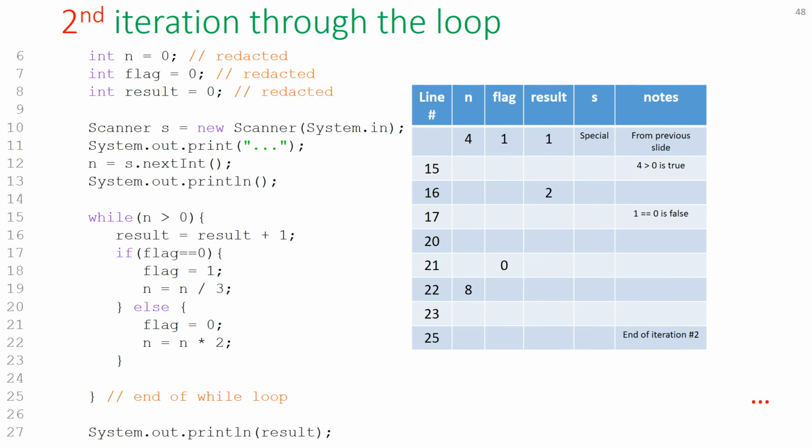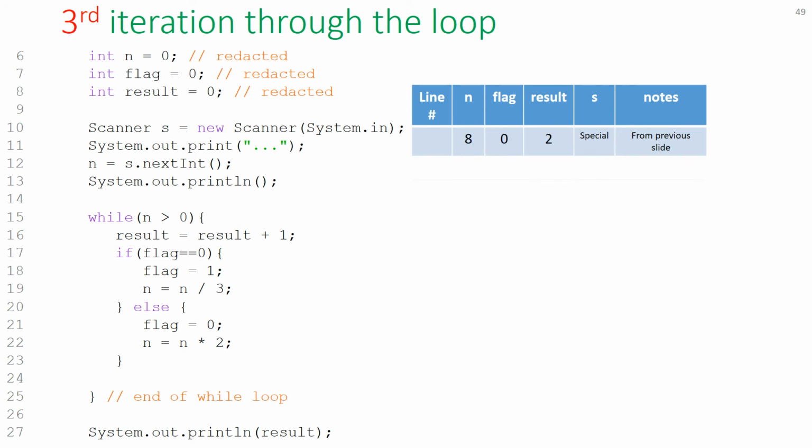Line 22, 23, there's nothing. I should not even have written it. Line 25, I write here end of iteration number 2, just to keep my trace easy to read if I need to reason about it. And then what's going to happen next? I'm going to loop back to line 15. So this is what I have in my variables right now, 8, 0, and 2, okay?